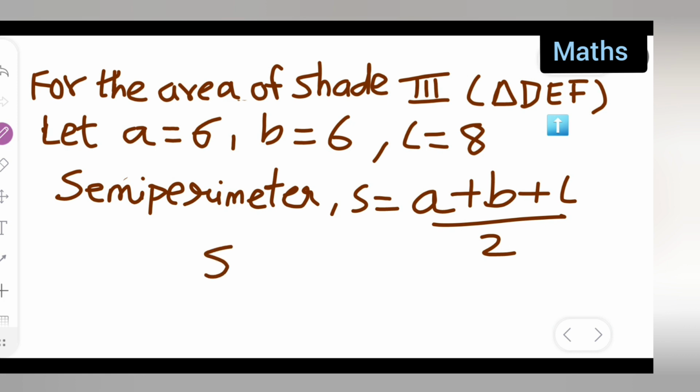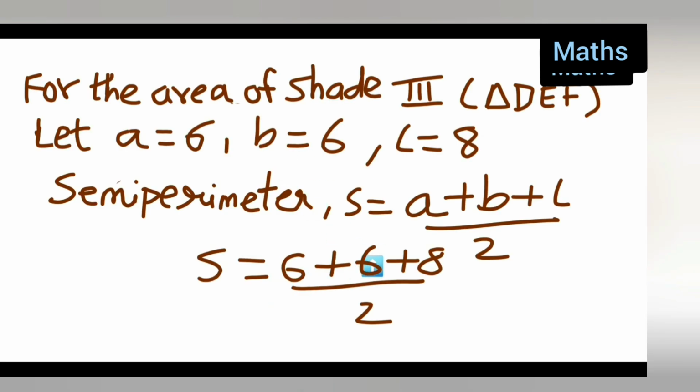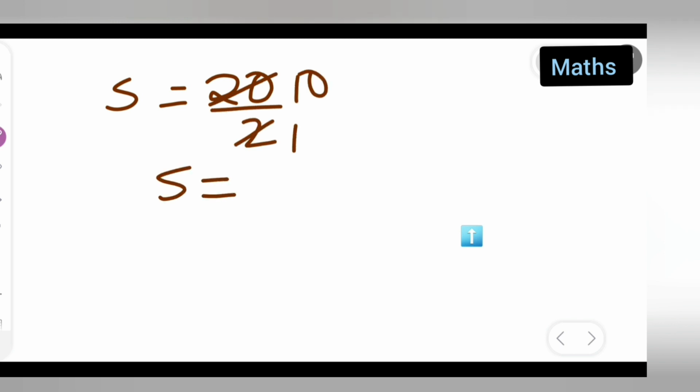Now what is the value of A? 6, your B is 6, your C is 8. We are plugging the values upon 2. Now 6 plus 6 is 12. 12 plus 8 will give you 20 upon 2. So write down over here, S is equal to 20 upon 2. So the value of S is equal to 10.